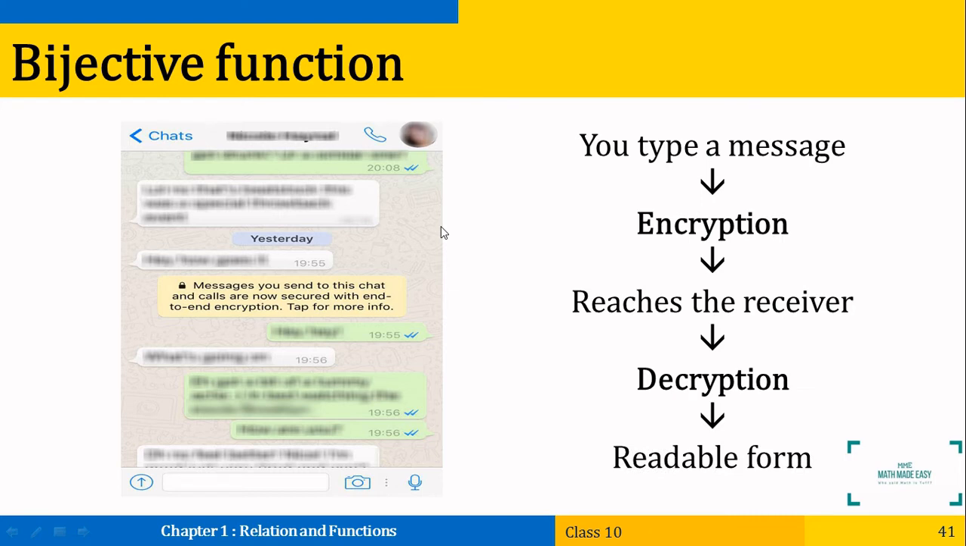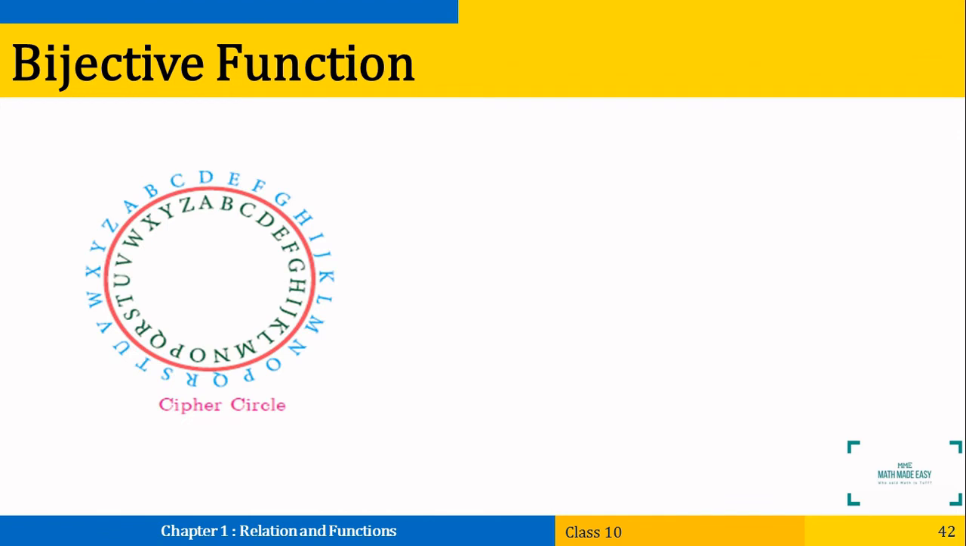So, this is actually end-to-end encryption, and bijective function is one among that. This is called a cipher circle. Now, let us take an example. Let us actually decode KHOOR. I will give you 5 seconds.